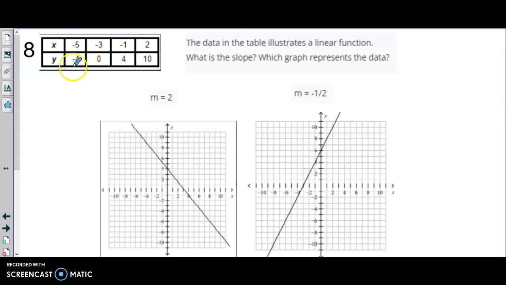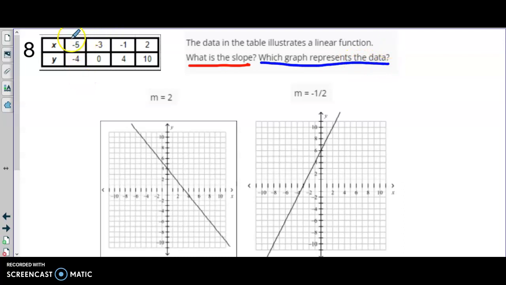So for this question, we have a t-table, and then it says the data in the table illustrates a linear function. What is the slope? And then which graph represents the data? So this is a two-part question, so there are going to be two answers. The first answer will be what is the slope? And then the second answer will be which graph represents the data.